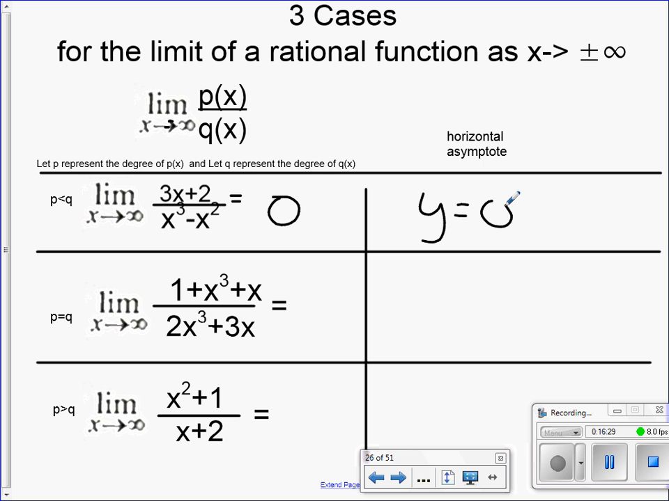The second case, if you're using the compare-the-degrees method, is when the degree of the numerator and the denominator are equal. And that's the case we just covered. Remember how to do that? So what would this one be? What would this limit be? Degrees are equal. Remember, we take the ratio of the leading coefficients. 1 over 2.